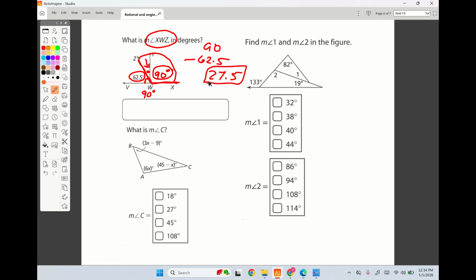Alright, let's try another one down here. Well, let's try this one here first. So first of all, we need to find out what this interior angle is for the triangle. To find that out, we can just subtract 180 minus 133 to get the missing piece, because that's a straight line, which must be 180. So we know that the inside part has to be 47.